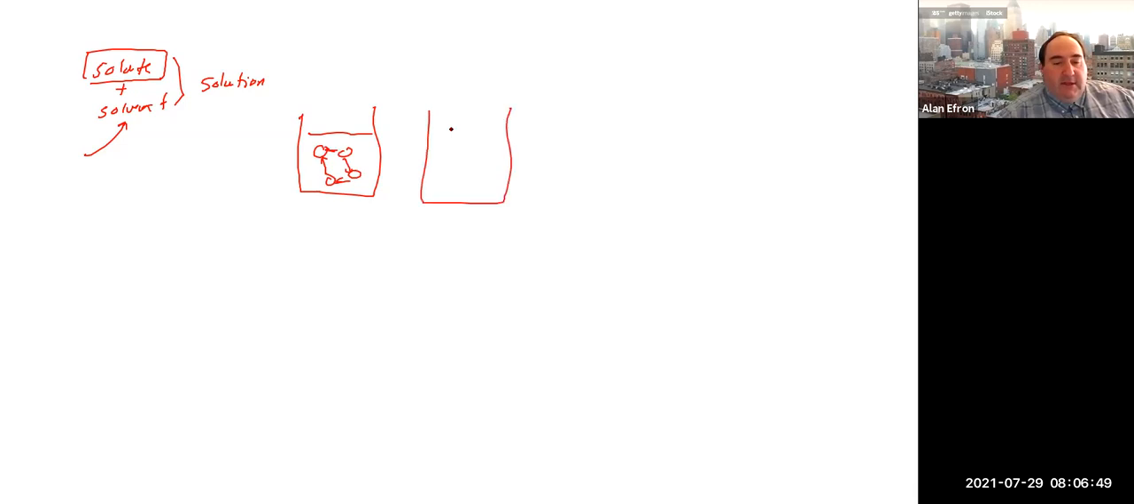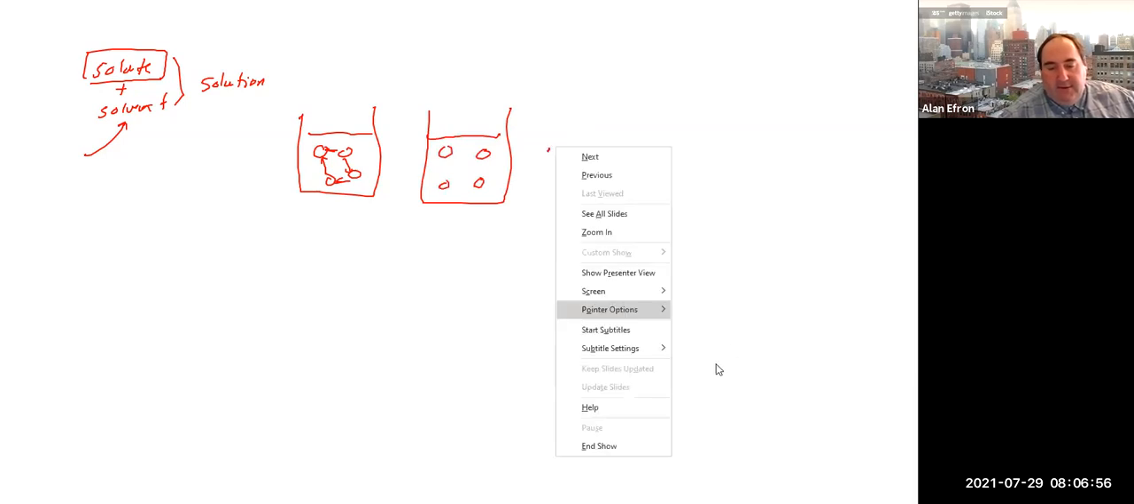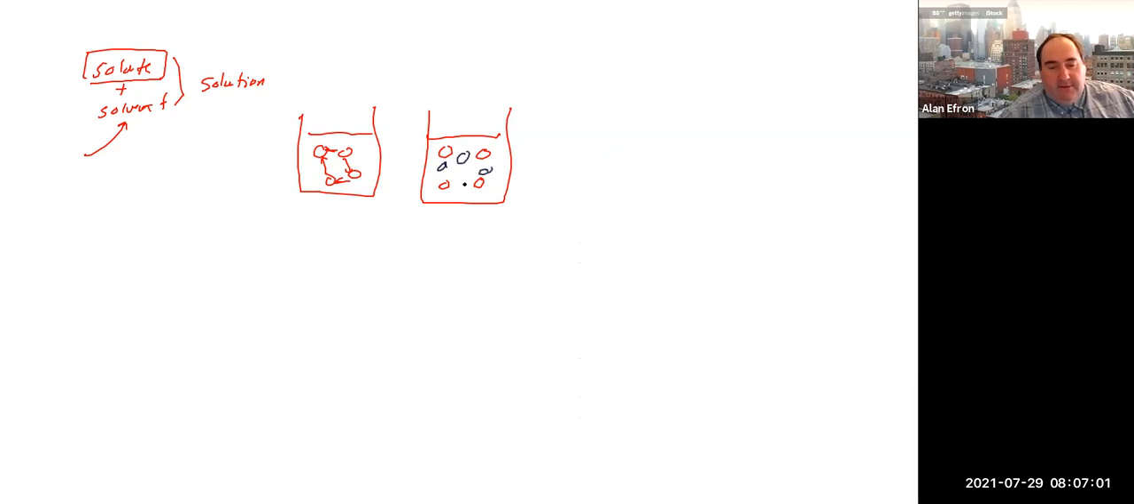In a solution, though, if the red guys are your solvent molecules and the blue guys here are your solute molecules, there are now other things in the way that get in the way of these guys coming together and freezing. And it ends up, as we talked about, with freezing point depression. It actually lowers the freezing point in a solution rather than just the solvent by itself.